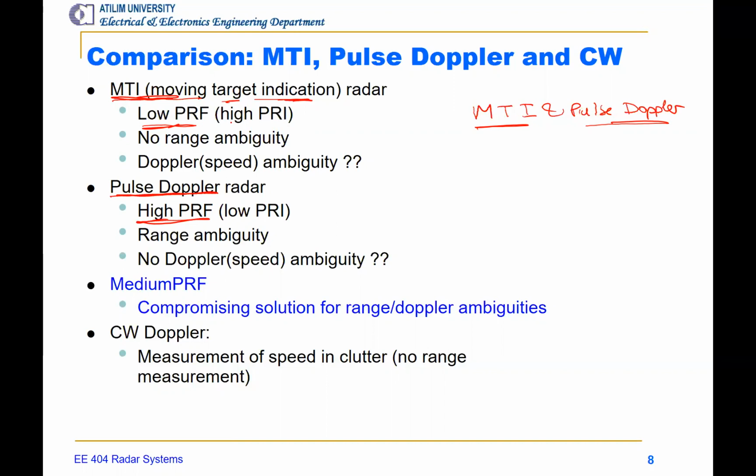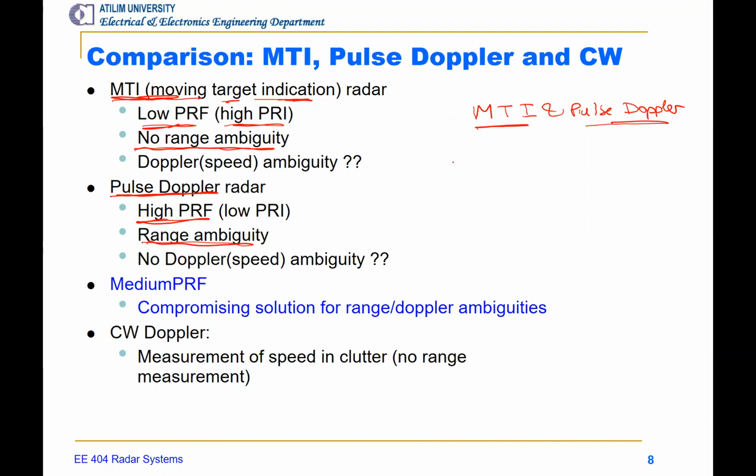Then in MTI, we have no range ambiguity, as the PRI is high enough. While in pulse Doppler radar, we have range ambiguity as the PRI is low. On the other hand, we have Doppler ambiguity in MTI. We have no Doppler ambiguity in pulse Doppler radar.